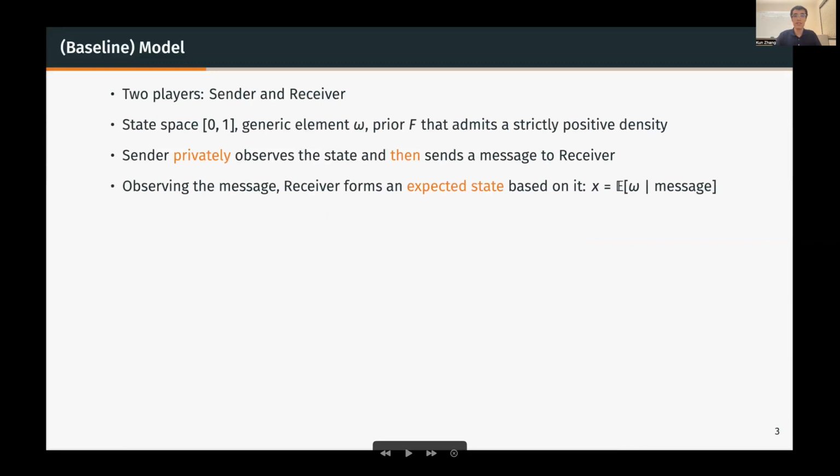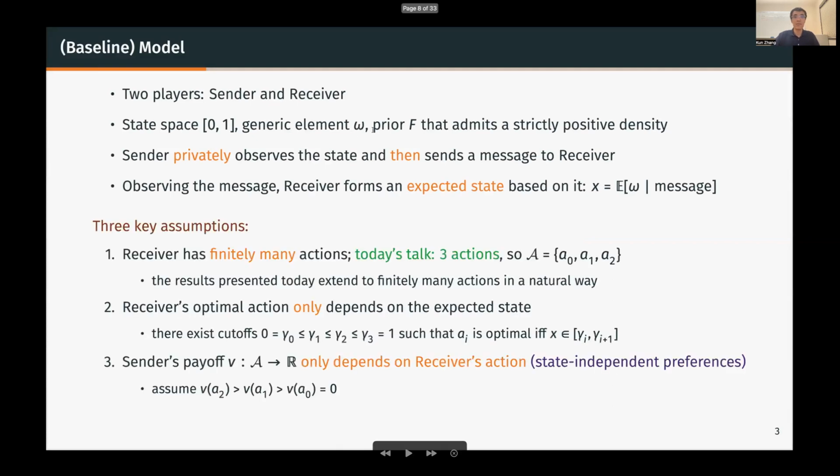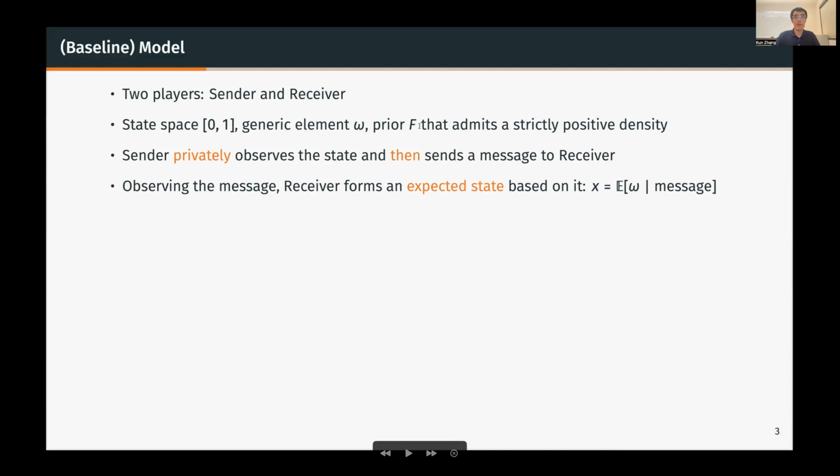There are two players, sender and receiver. The state space is the unit interval, and I denote a generic state by omega. Both parties share the common prior that the state is distributed according to a CDF F, which admits a strictly positive density. As previously mentioned, the sender privately observes the state and then sends a message to the receiver. And observing the message, the receiver forms an expected state based on it, which I denote by X.